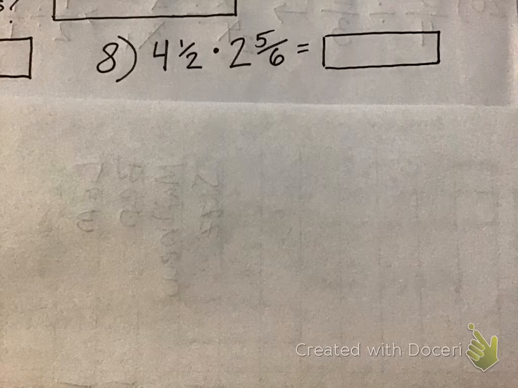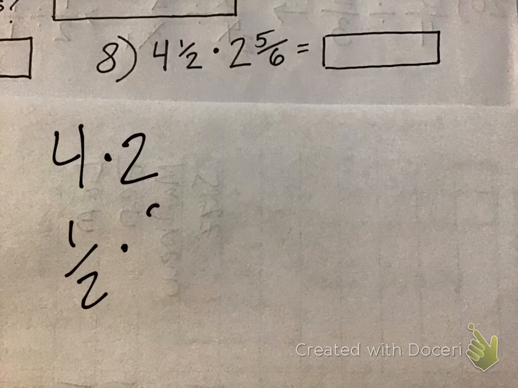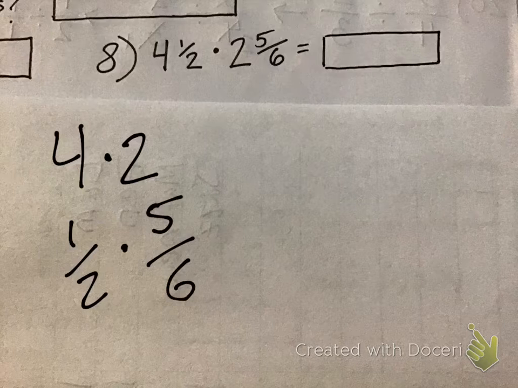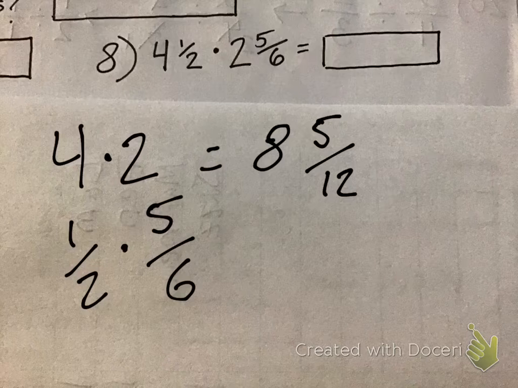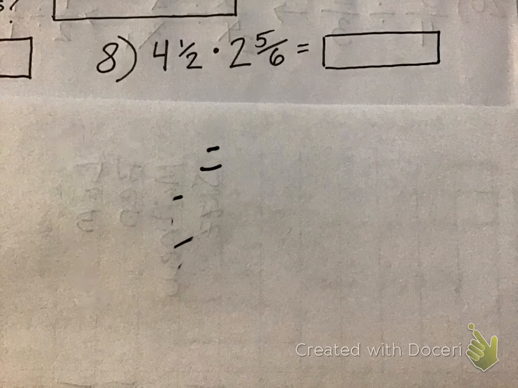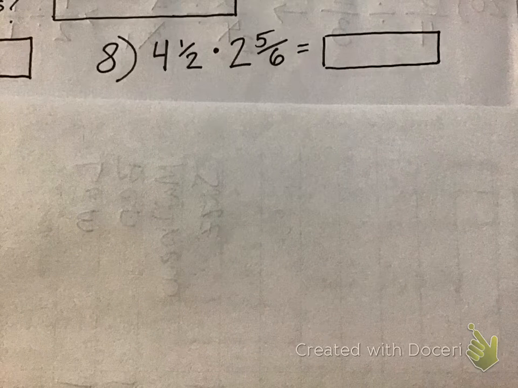Okay. Now, is this the proper setup? 4 times 2 and 1/2 times 5/6? No. So then I get 8 and I get 5/12. Is that the proper answer? No, I can't do that. I have to make it into an improper fraction first. I have to. Waldo, what do I do first?